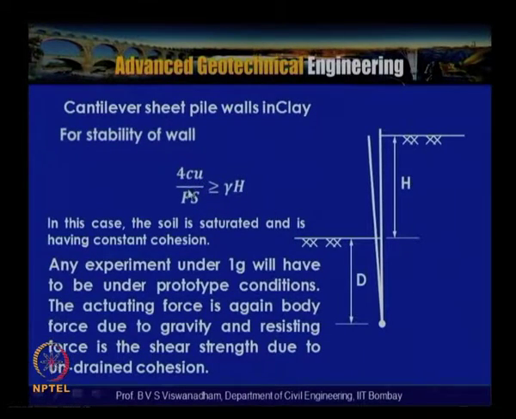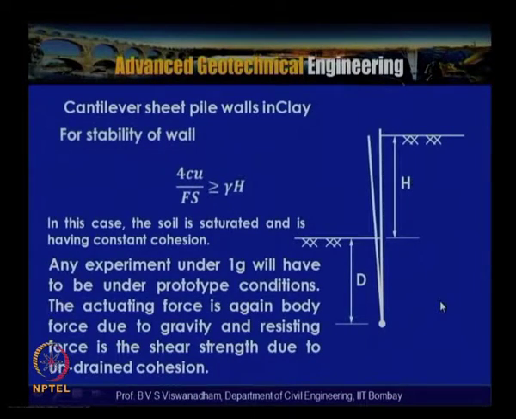So this is actually obtained from the net pressure diagram, which has the active side and the passive side below the dredge level. In this case the soil is saturated, having constant cohesion. It appears that here also you can see that the term Cu by gamma h is coming.